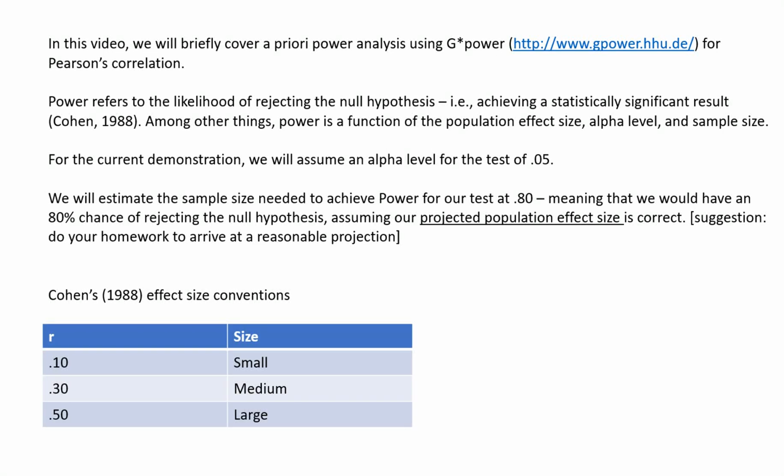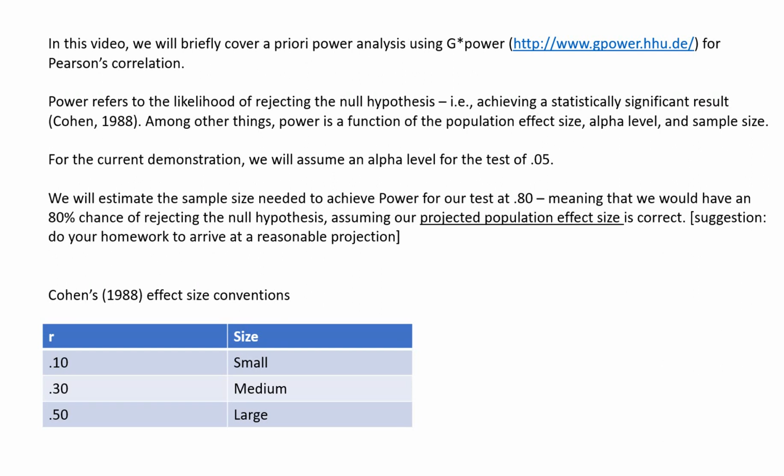Okay, in this video we will briefly cover a priori power analysis using G-Power for Pearson's correlation. Power refers to the likelihood of rejecting the null hypothesis, that is, achieving a statistically significant result. Among other things, power is a function of the population effect size, alpha level, and sample size, and in the context of our Pearson's correlation, given that we can carry out a one or two-tailed test, power would also be affected by the tailedness of our test.